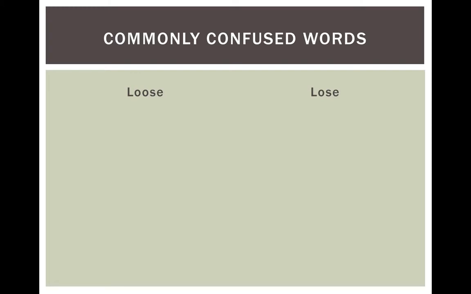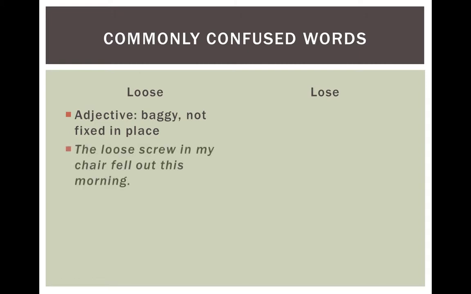Next, let's consider "loose" and "lose." Once again, these are not quite homonyms, they don't quite sound the same, but they look close enough that these are very often mistaken in student writing. Our first one, "loose," is an adjective for something that is baggy or not fixed in place. For example, we might talk about a loose screw. "The loose screw in my chair fell out this morning."